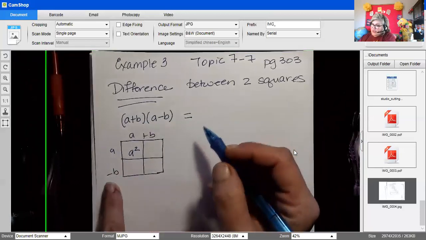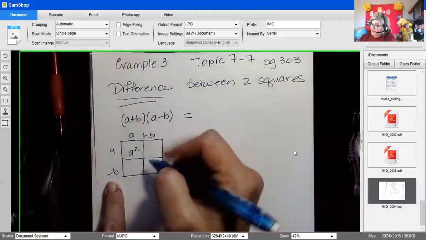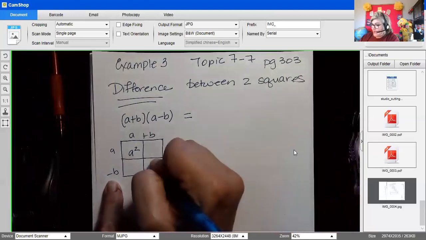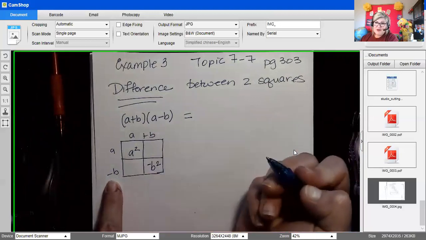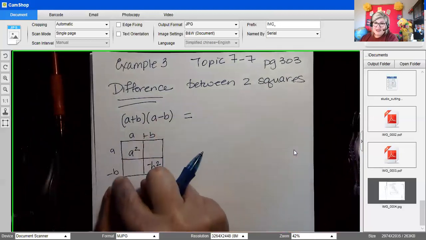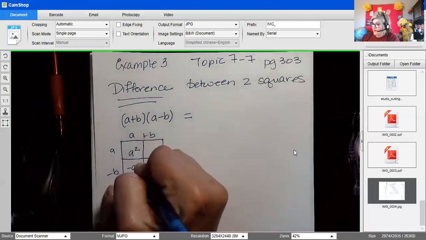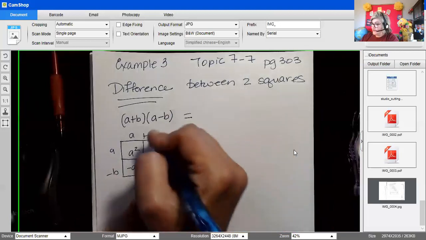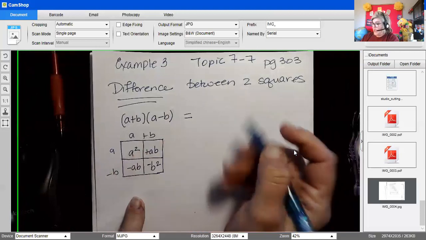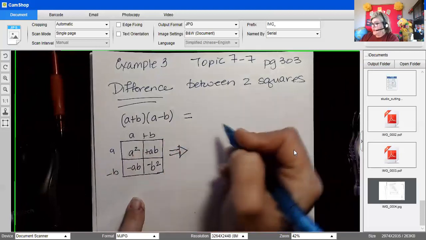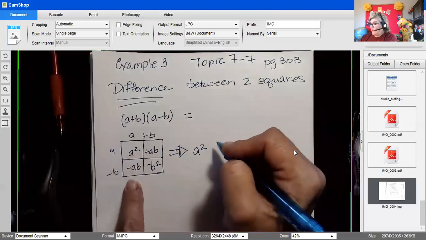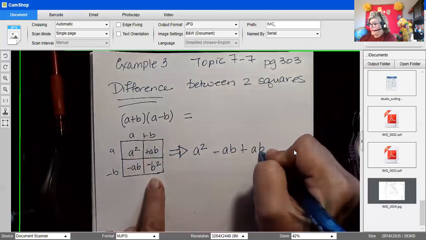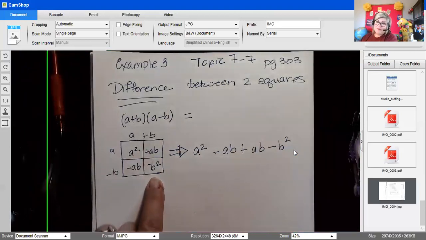But when we do a negative b times a positive b, it's b squared, but the sign now, instead of being positive, is negative. So you have negative b squared. Now we have a times a negative b, that's a negative ab. Then we have a positive a times a negative b, so that's a positive ab. And we bring it out of the box. We have a squared minus ab plus ab minus b squared.